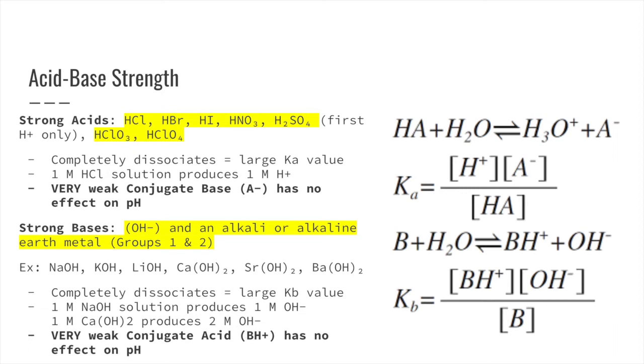Strong bases are made of OH and an alkali or alkaline earth metal in group 1 or 2. Strong bases also completely dissociate in water, resulting in a large Kb value. We can measure the concentration of OH produced by the moles of OH in the original strong base. So 1 molar NaOH produces 1 molar OH minus, and 1 molar Ca(OH)2 produces 2 molars of OH. The conjugate acid is also very weak because there is no effect on the pH.